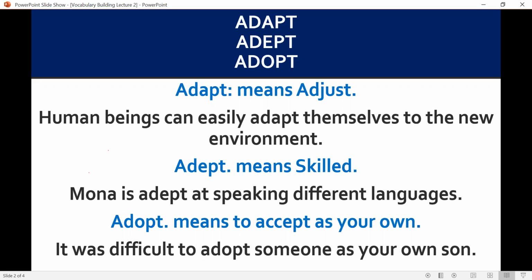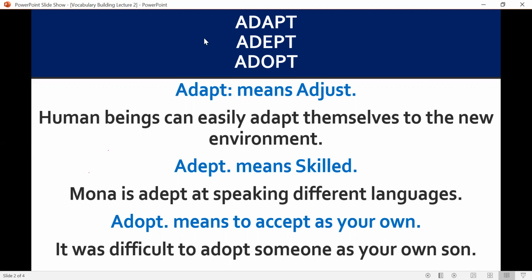But if we think about the sense of the sentence, we may understand if we know the meaning of the word and the difference between these words. Adapt means adjust, ADAPT, adjust. Human beings can easily adapt themselves to the new environment. Adept, second, EPT, means skilled. Mona is adept in speaking different languages.